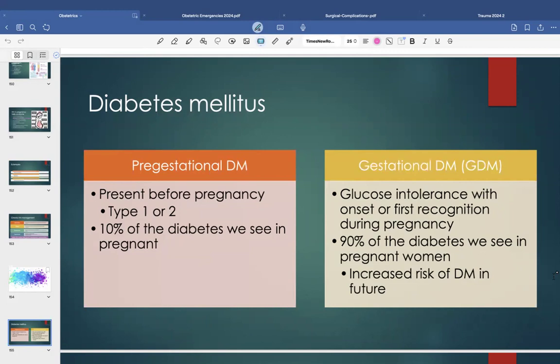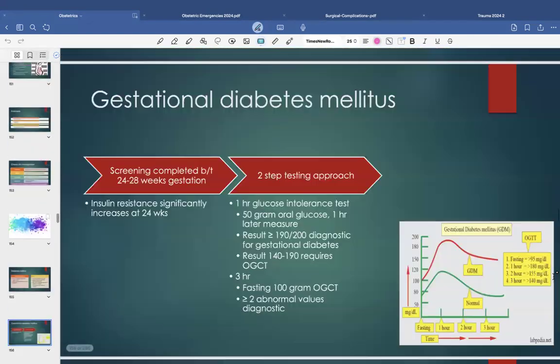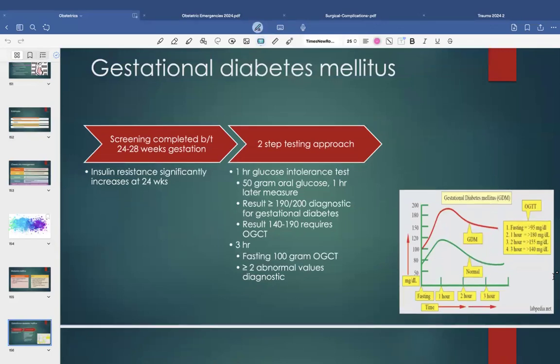The more common would be gestational, which is 90% of the diabetes you see in pregnancy. And this is glucose intolerance with onset or first recognition during pregnancy. Remember that glucose tolerance test we talked about getting during the second trimester. These patients are at increased risk of diabetes mellitus in the future. Screening is completed around 24 to 28 weeks. Insulin resistance significantly increases at 24 weeks.